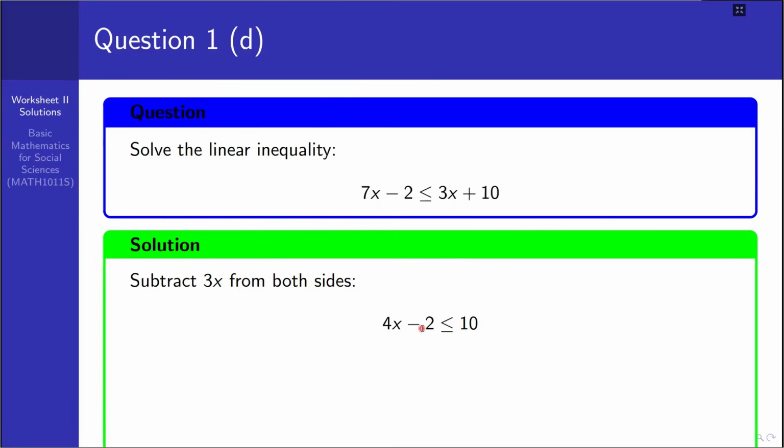Then when we take again minus 2, or simply if we add 2 to both sides, we have 4x less than or equal to 12. And if we divide both sides by 4, we have x less than or equal to 3. So that the solution set for this inequality will be the set of real numbers less than or equal to 3, or the closed interval from 3 to negative infinity. So this interval will be the solution set for this inequality.